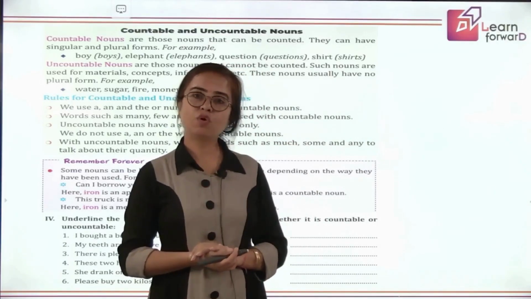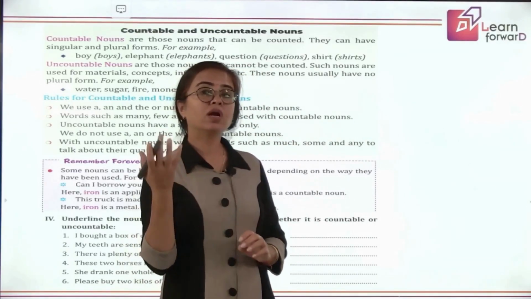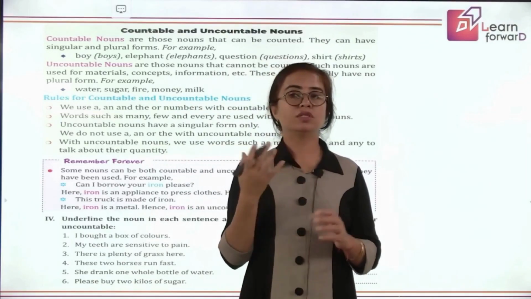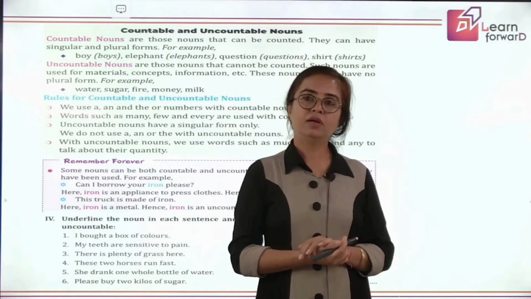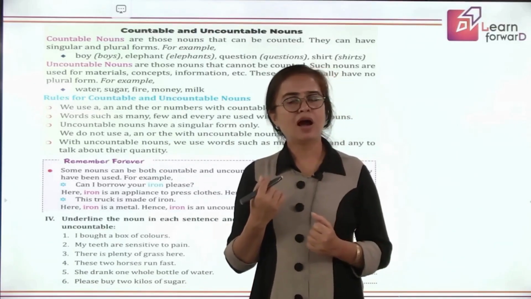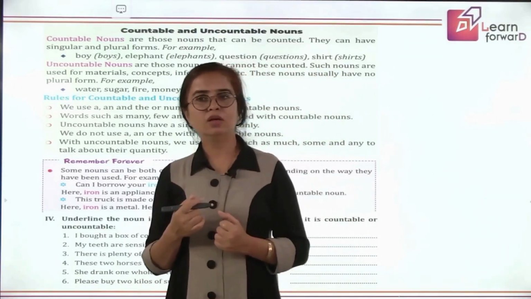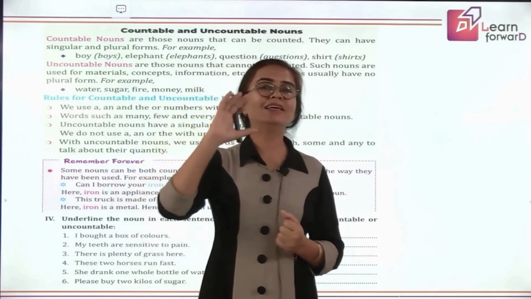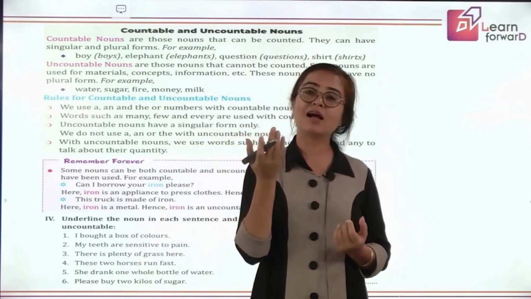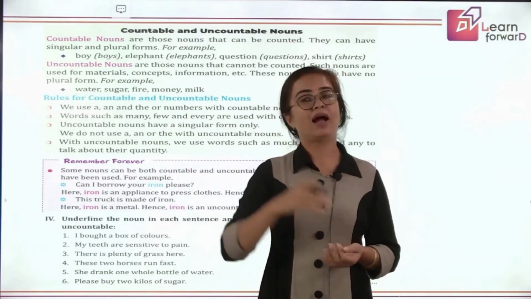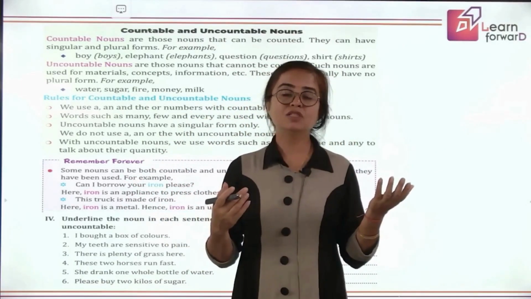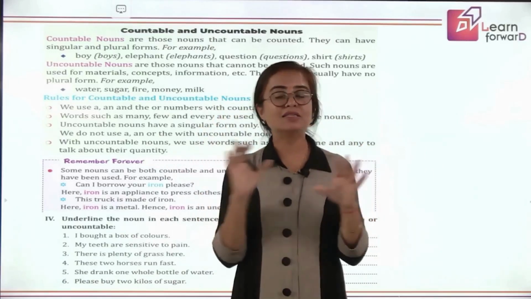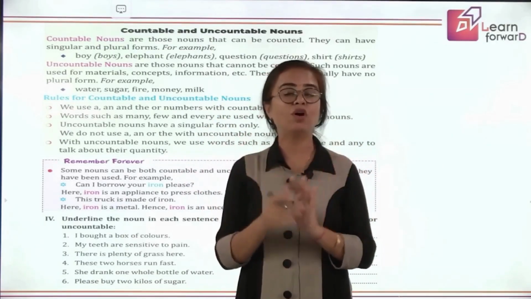And why is water uncountable? You cannot count water. I will say, ma'am, I drink 5 glasses of water every day. But what are you counting? Are you counting water? No, you are counting the glasses. And yes, of course, a glass is something which is countable. I have a glass of milk. I have 4 glasses of milk. So what you are counting are the glasses. That is not milk. That is not water you are counting.